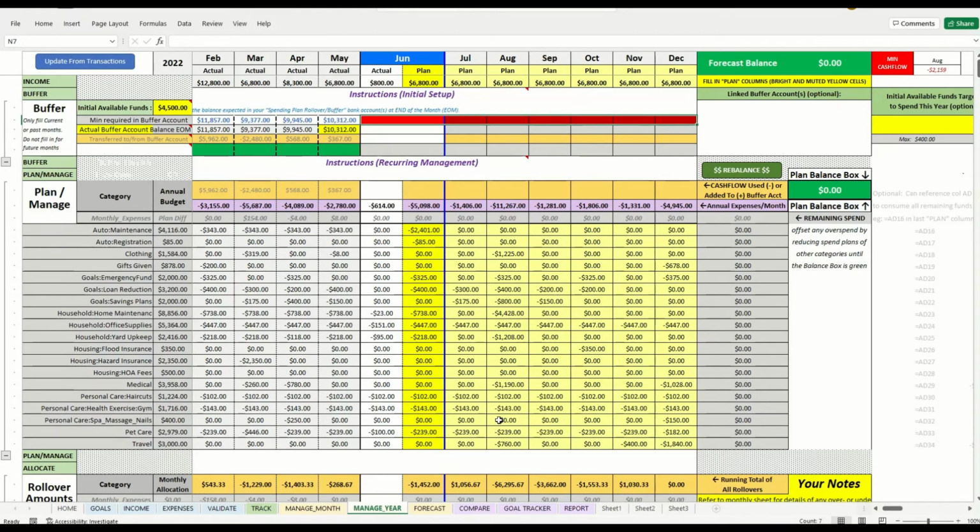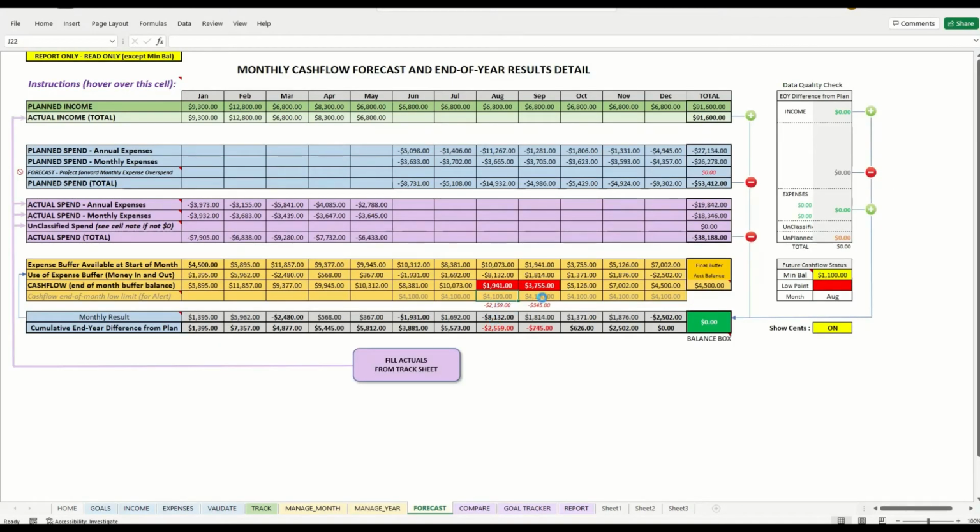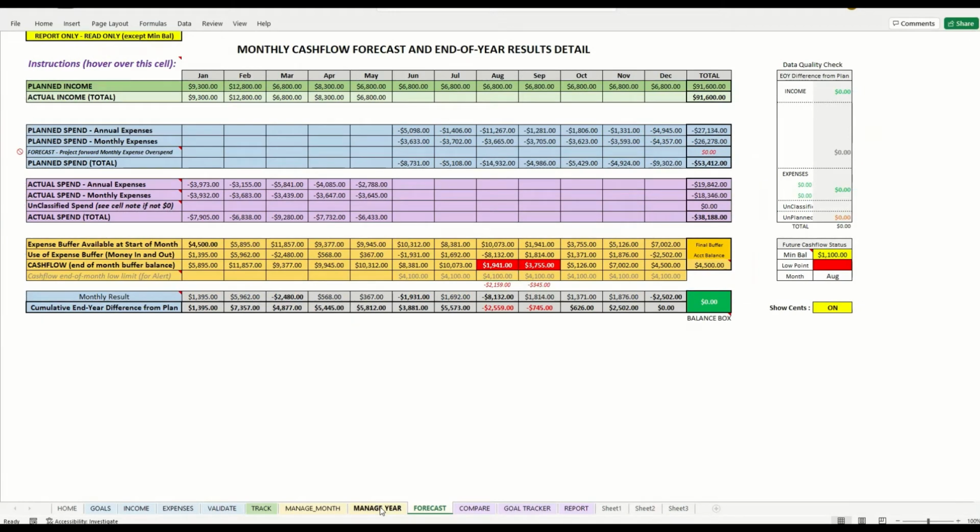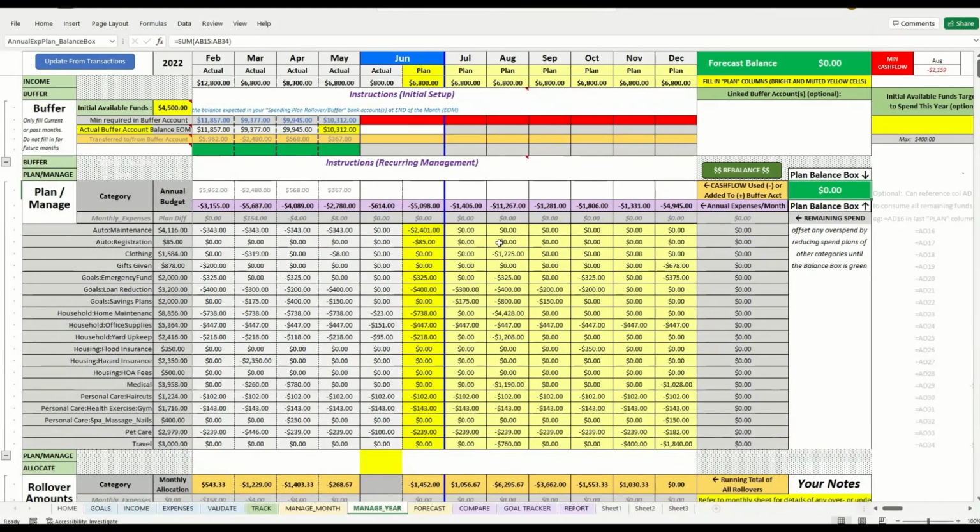So now that you have predicted or forecasted a cash flow problem, what do you do about it? Well, in this case, again, if you look at my forecast balance, my plan balance, I have enough money. It's just the order of my spending. So now I need to go and look at August, or in this case, if I look at the forecast screen, it's both August and September. So let me go back to here, and I'm going to look at August and say, well, what's happening in August? Or maybe even in July leading up to August.